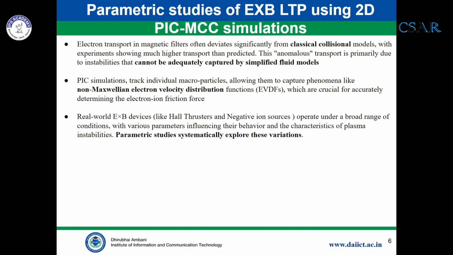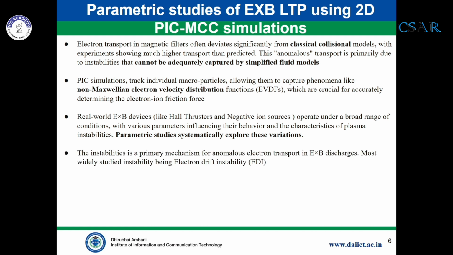So why the parametric studies? Because in real world scenarios, you can have multiple configurations, different electric fields, different magnetic fields, and we just want to quantify the effects of these on the plasma transport. And it is known that instabilities are the primary mode which enhances the electron transport in E cross B discharges, and that is what we want to look at.